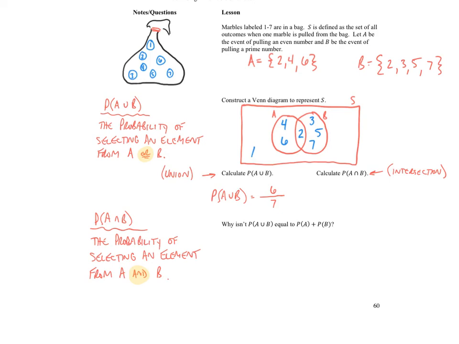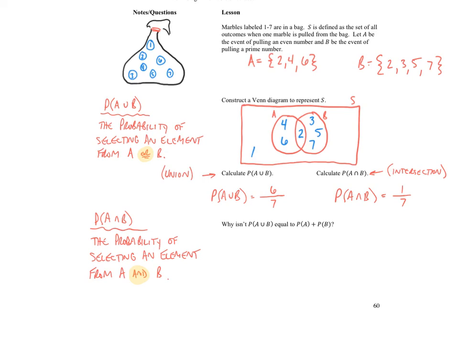Again, we're picking from set S, so the number of possible outcomes here is 7 because there are 7 numbers in the bag of marbles. And how many of the numbers in that bag are both in A, or are even, and are in B, which means they're prime? And I'm going to find those right here in the middle. This number here is both even and it's prime, and that's the only number that meets those requirements, so just 1/7. So the probability of the union in this case is 6/7.